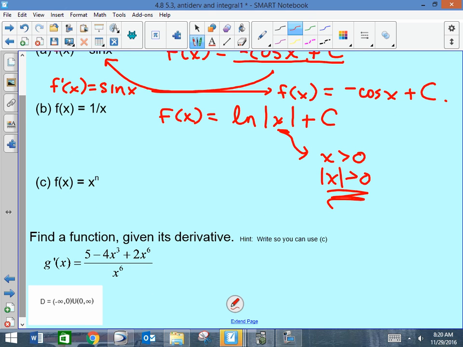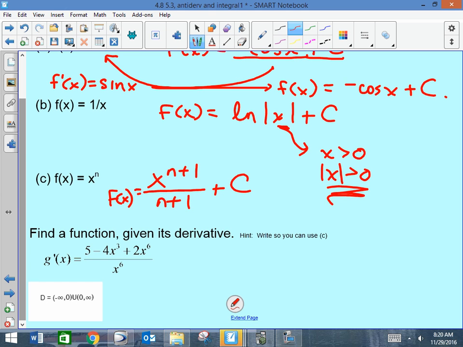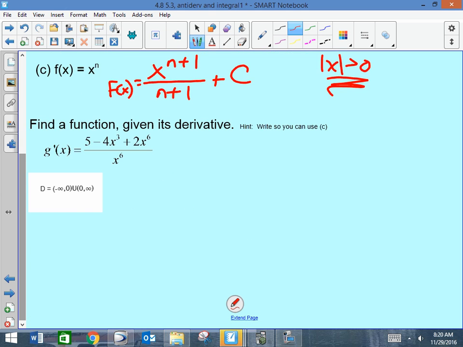All right, what about this one? F of x equals x to the n. Go ahead. Nice, Abby. Okay, little big F here. You pull that around, and then you divide it out, and you subtract that. All right, very good. So those are 3.